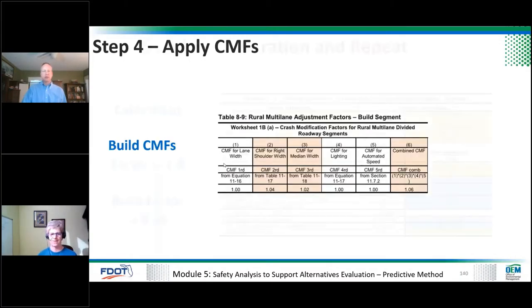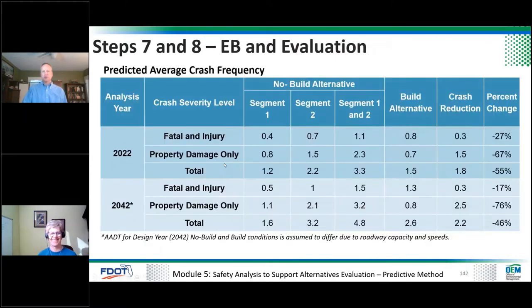Go ahead and go to the results. So the results, again, we have 2 analysis years, and we've broken out our crashes by segment 1, segment 2, and then the total for no build, to know how the crashes are playing out in each segment. Then we've got the build, and then we've got a crash reduction. We're showing a pretty good reduction here, but we broke it out by severity.